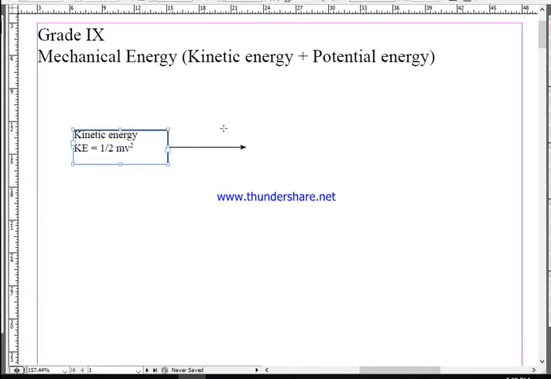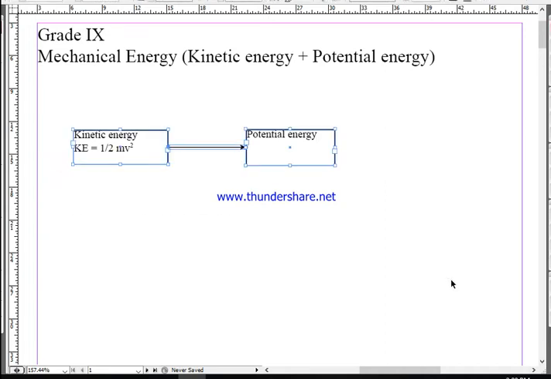But what if after moving a certain distance it suddenly stops? What happens to its kinetic energy? Where does that energy go? Well, literally that kinetic energy is converted into potential energy. When an object is moving it contains kinetic energy, but when it stops it happens to contain potential energy.